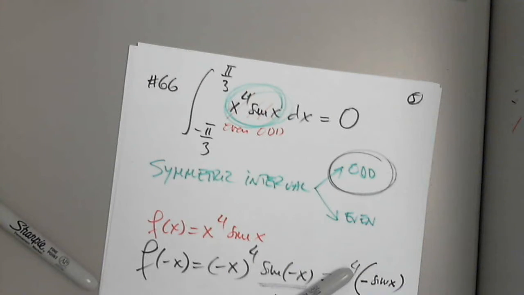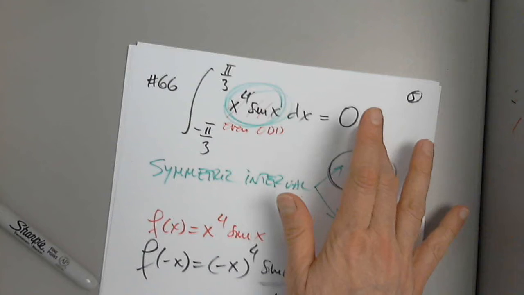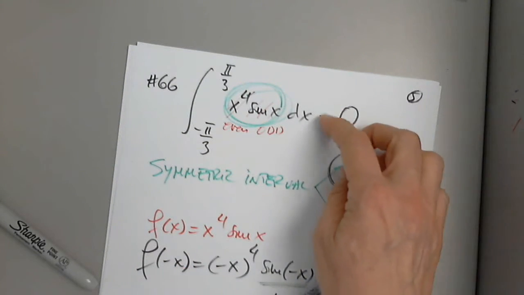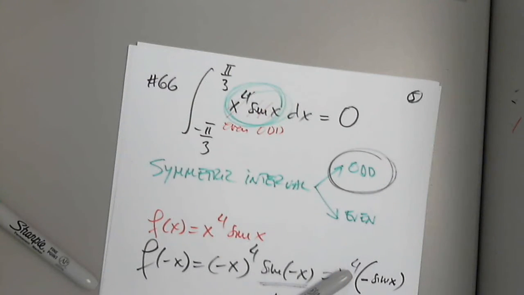So what if it's even and it's symmetric? The properties were last time, so it's twice the integral from 0 to the upper limit. So if it's odd, the answer is 0. If the interval is symmetric and the function is even, then I will have twice the integral from 0 to pi over 3.